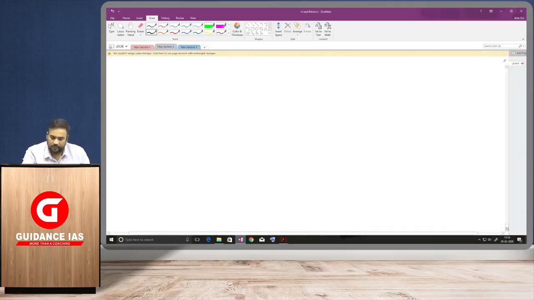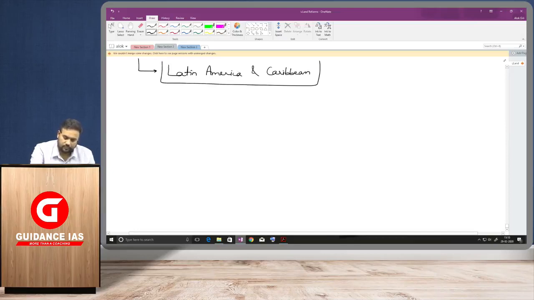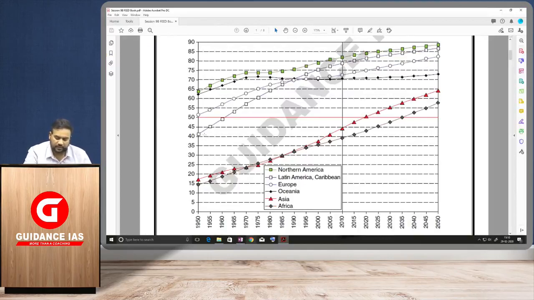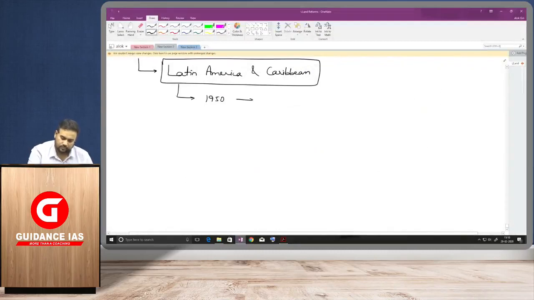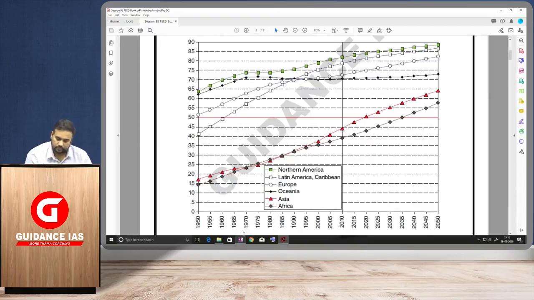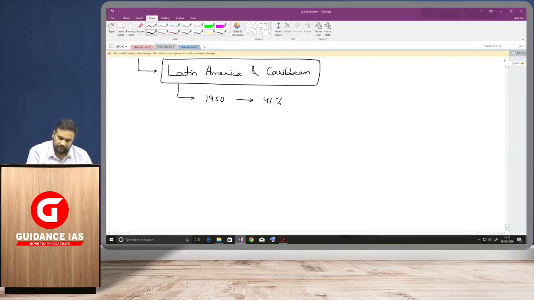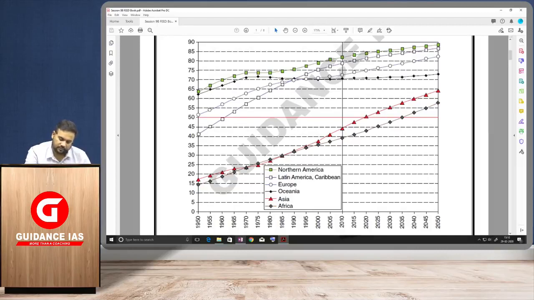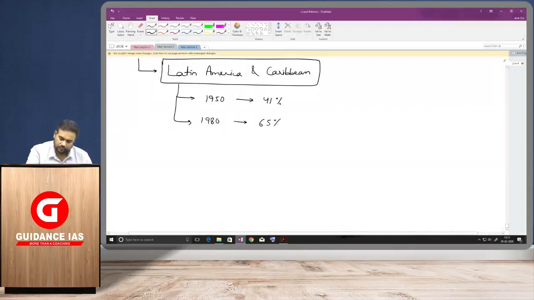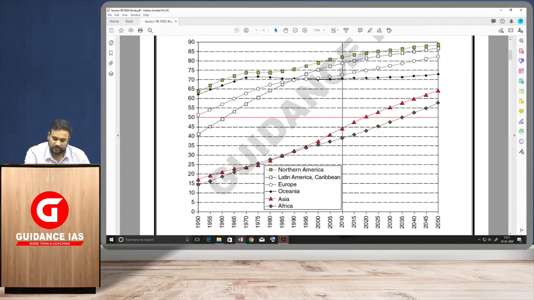Now coming to others, one important area is Latin America and Caribbean. In 1950, the urbanization of Latin America was 41%. You can see this is Latin America and Caribbean, 41%. By 1980, it had increased to around 64%, 65% you can say. By 2010, it has reached 79%. So you can see this is where it has reached.